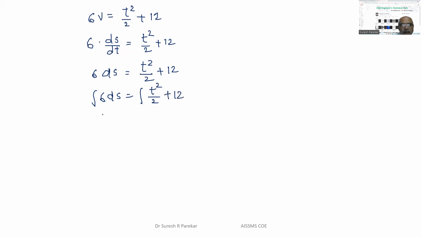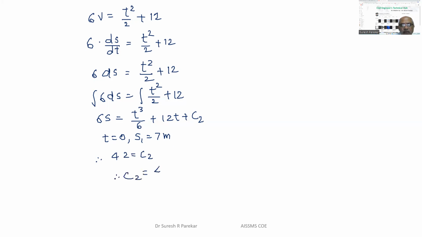And then by integrating, we have 6s equal to T cube upon 6 plus 12T plus C2. Now given that at T equal to 0, we have S equal to 7 meter. So I have mentioned S1, and therefore we have 42 equal to C2, and therefore C2 equals 42. Now we will put this in the equation of displacement. So we have 6s equal to T cube upon 6 plus 12T, and this is plus 42.